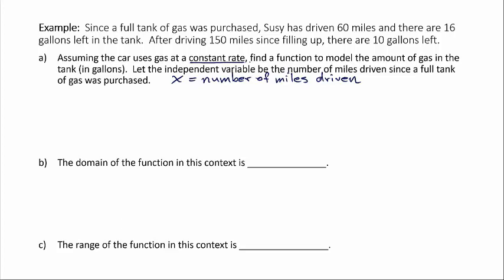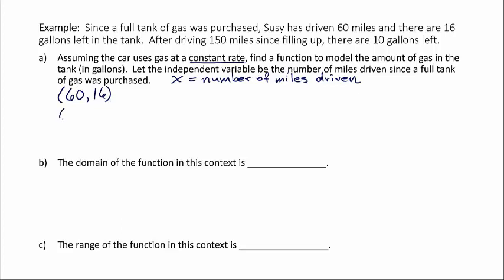And so let's read this again. It says, since a full tank of gas was purchased, Susie has driven 60 miles and there are 16 gallons left in the tank. After driving another 150 miles since filling up, there are 10 gallons left. Okay, so if x is the number of miles driven, that's the input variable, that's the x value. The problem is giving us information about a couple of points, right? At the 60-mile mark, I'm letting that 60 be the x value because that's the number of miles driven. There are 16 gallons left in the tank, right? The gallons of gas is the output, so it's the y value.